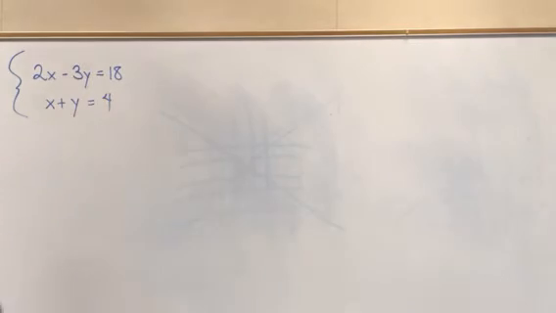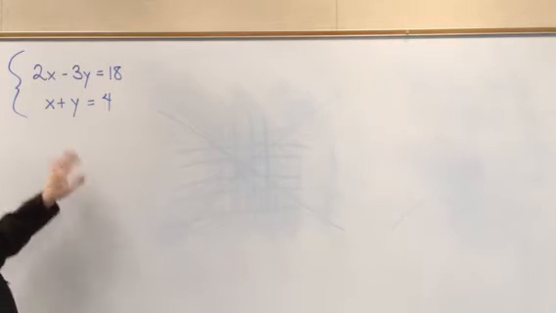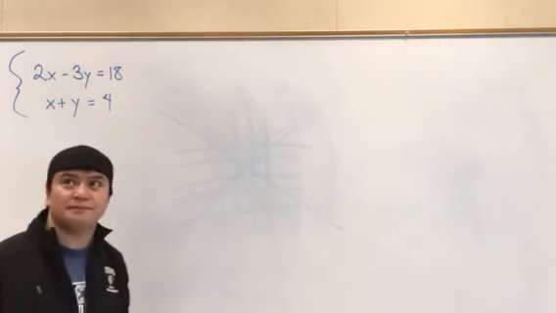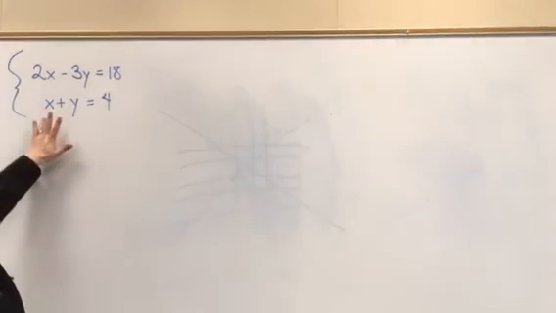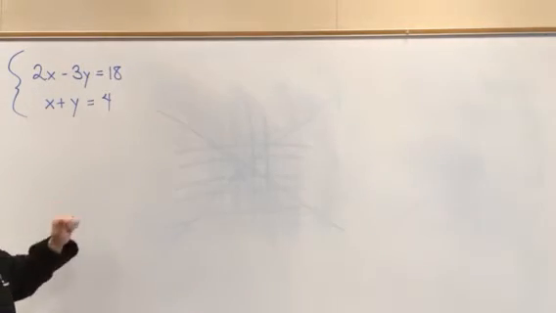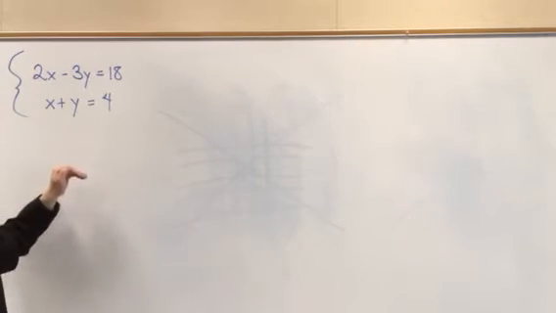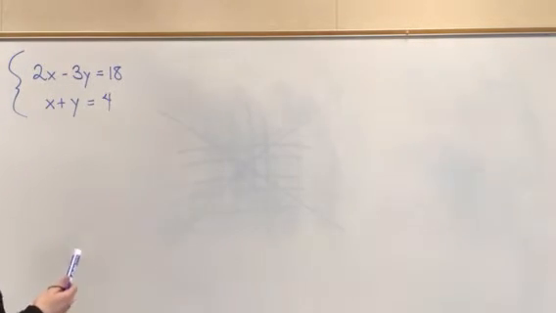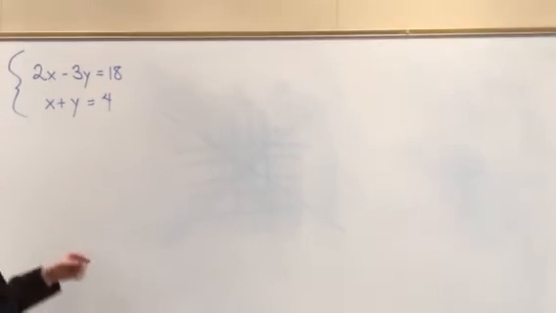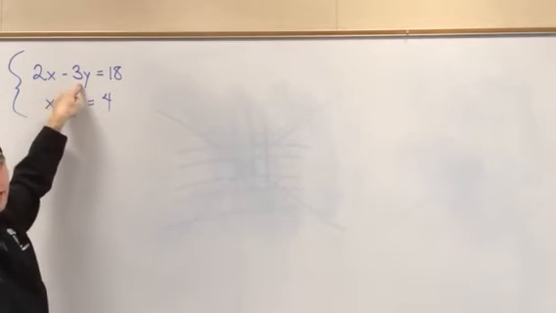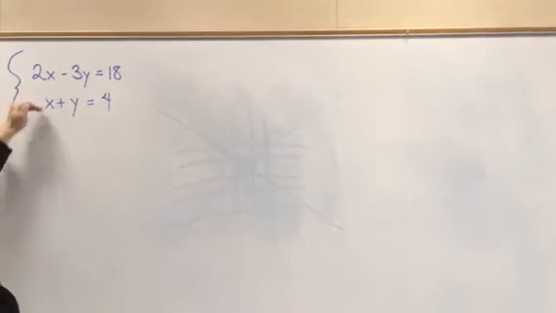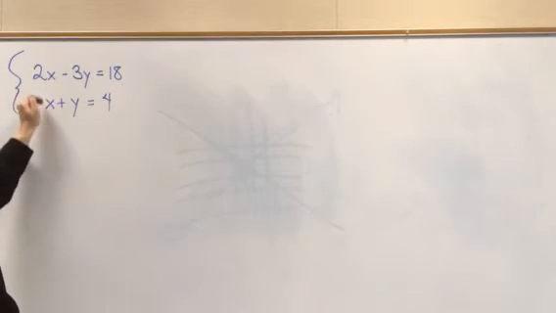Okay, so we've got 2x minus 3y equals 18, x plus y equals 4. All right, so what can we do here? Well, I know that x and y have the same value no matter which equation we're talking about. We know they're going to intersect. We know they have to share that same value. Whatever this is for x, that's the same x. Whatever this is for y, that's the same y.